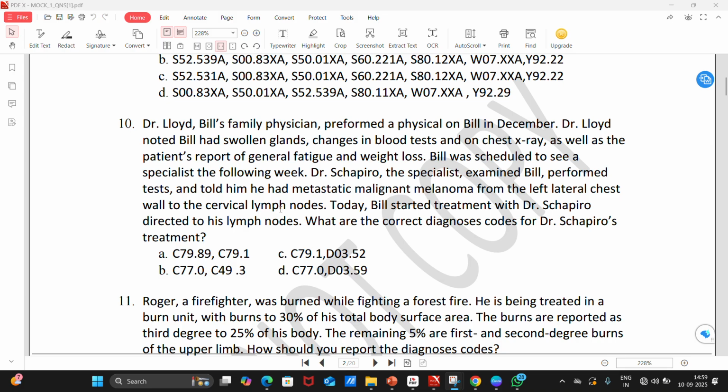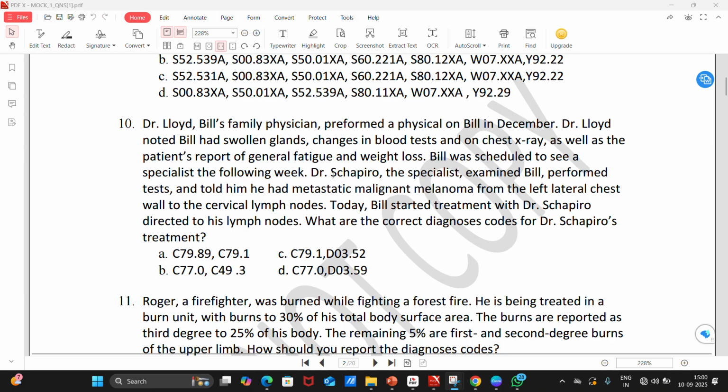Here is the 10th question. Dr. Lloyd, Bill's family physician, performed a physical on Bill in December. Dr. Lloyd noted Bill had swollen glands, changes in blood test and on chest X-ray, as well as the patient's report of general fatigue and weight loss. Bill was scheduled to see a specialist.